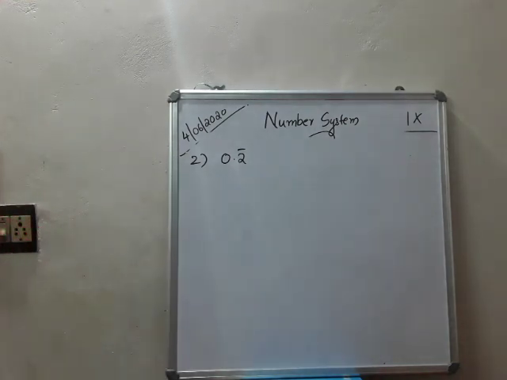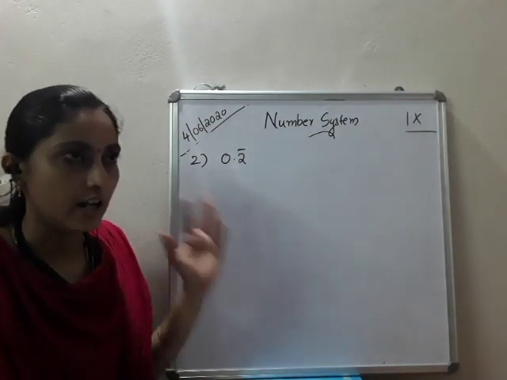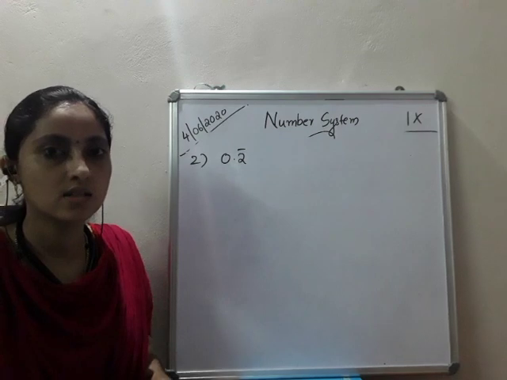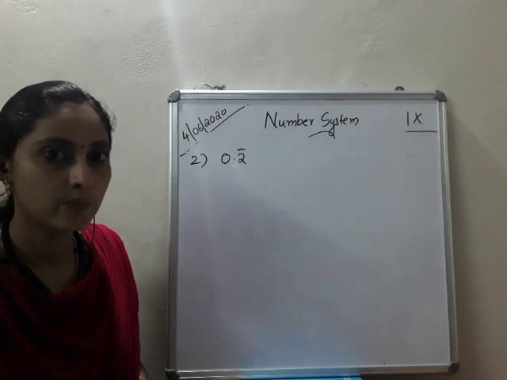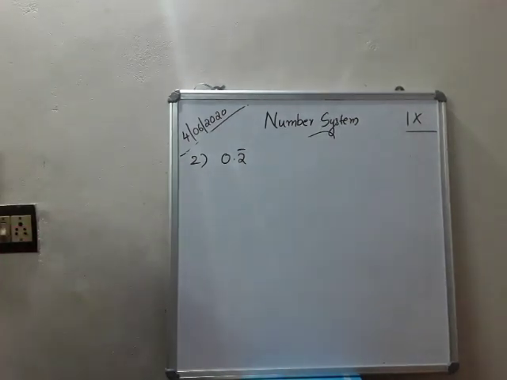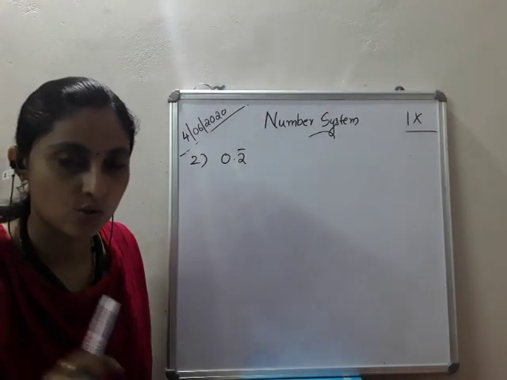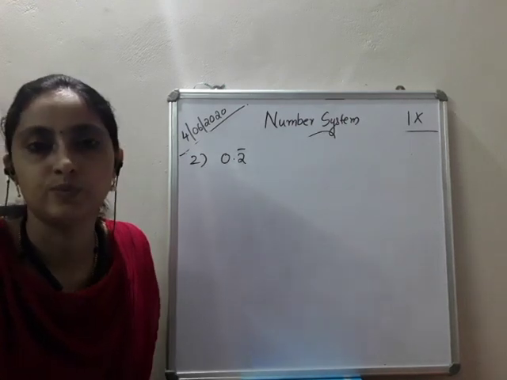Then what will be the next step? How many numbers are repeating? Only one number. What is that number? Yes, 2. So what do you have to do? Equation number 1 into 10 gives 10x is equal to 2.222 etc. Mark that as equation number 2.